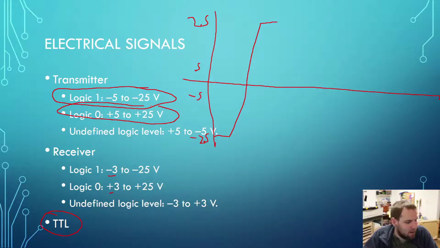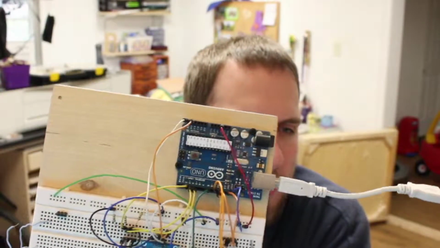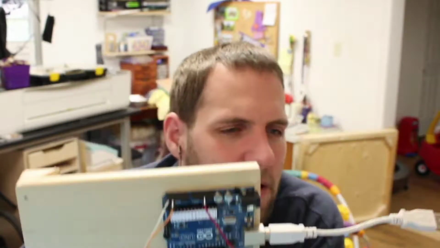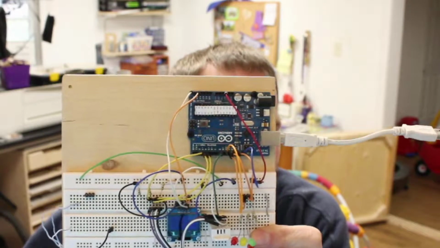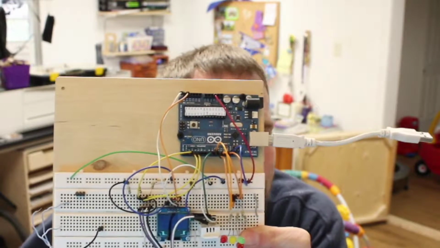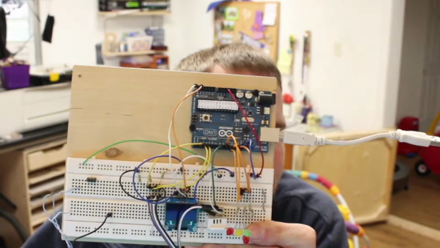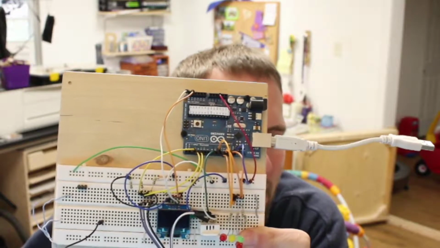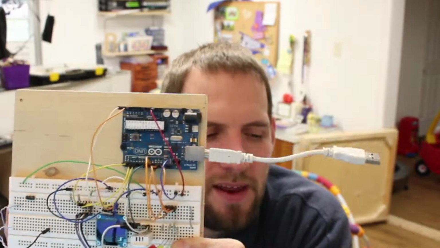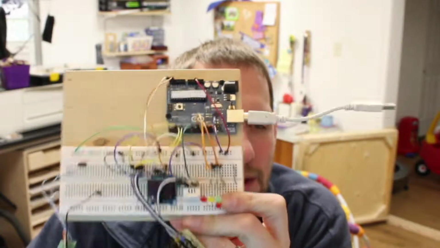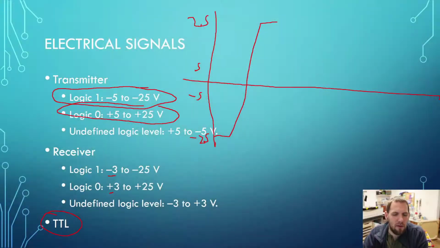Things like little microcontrollers here that I have hanging on my wall, our little Arduino here, this only deals with 5 volts. If I were to put 25 volts into this thing, it would say, screw you, I'm done. And it would just be dead. So we need to have something that this is able to actually communicate with, and that is going to be using transistors. That is why we have our 5 volt to 5 volt.